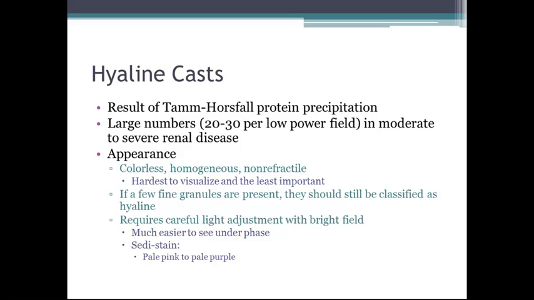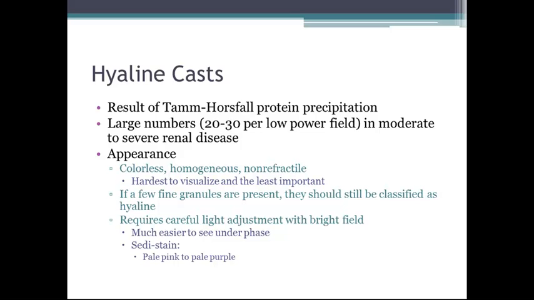Hyaline casts, usually a result of the Tamm-Horsfall protein precipitation. Large numbers, 20 to 30 per low power field, will be present in severe renal disease. The appearance of hyaline casts: colorless, homogeneous, non-refractile, hardest to visualize, and least important in small amounts. If a few granules are present, they should still be classified as hyaline.